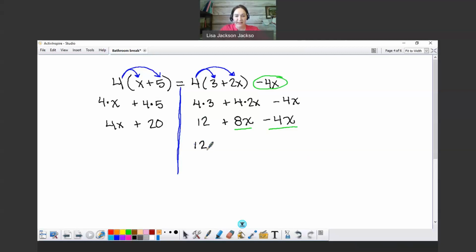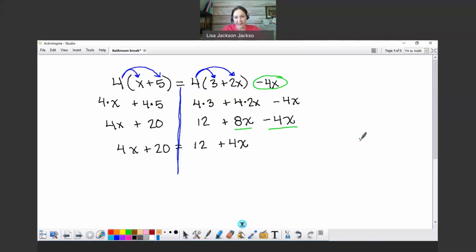The 12 stays the same. 8x minus 4x's gives me 4x's left. Now I'm rewriting the equation just so I know what I've got and I don't get myself confused. 4x plus 20 equals 12 plus 4x. Now we're ready to solve. We've done all our simplifying.